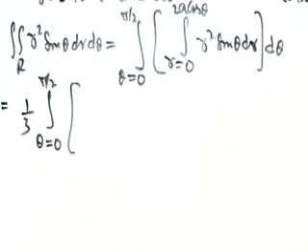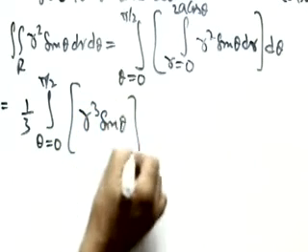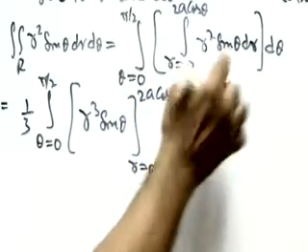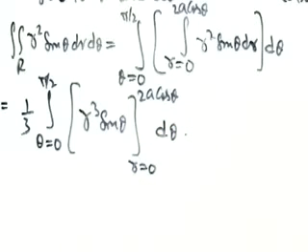Now let me integrate r cube by 3. Take out this 3 outside. So what will be left here? R cube sine theta. Now its values are r equals to 0 to 2a cos theta. Now we integrate with respect to dr. What is left here? D theta.